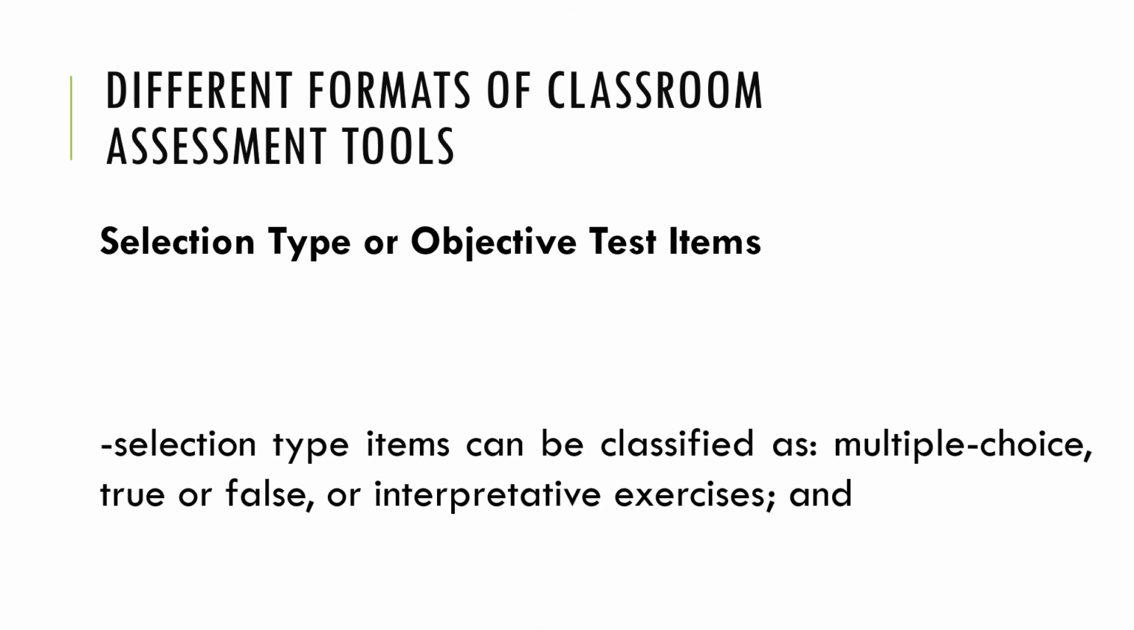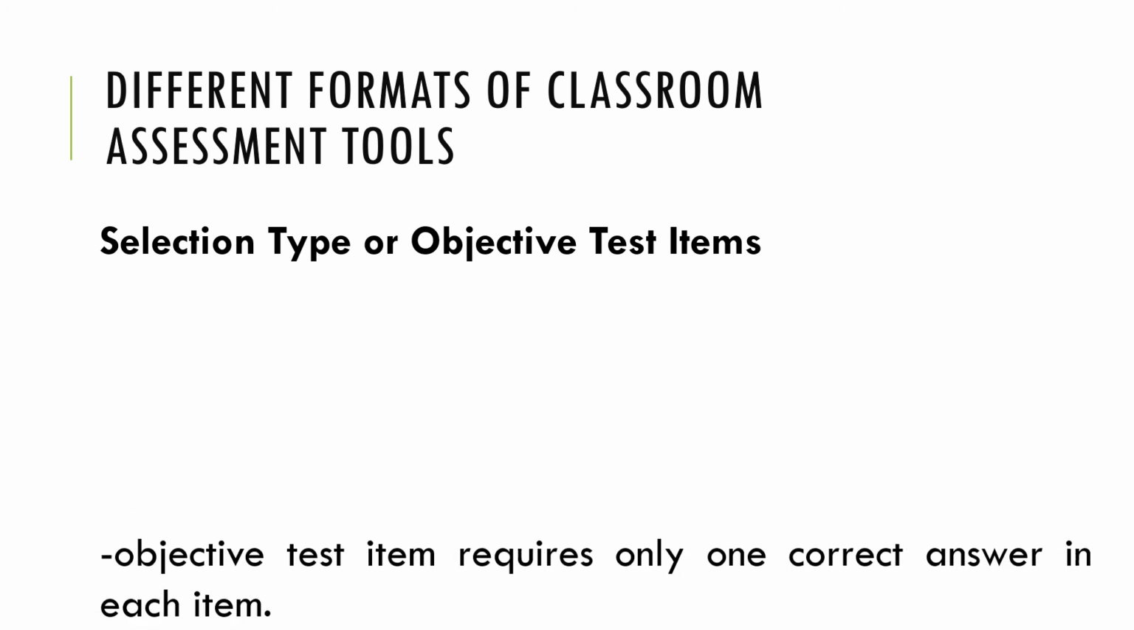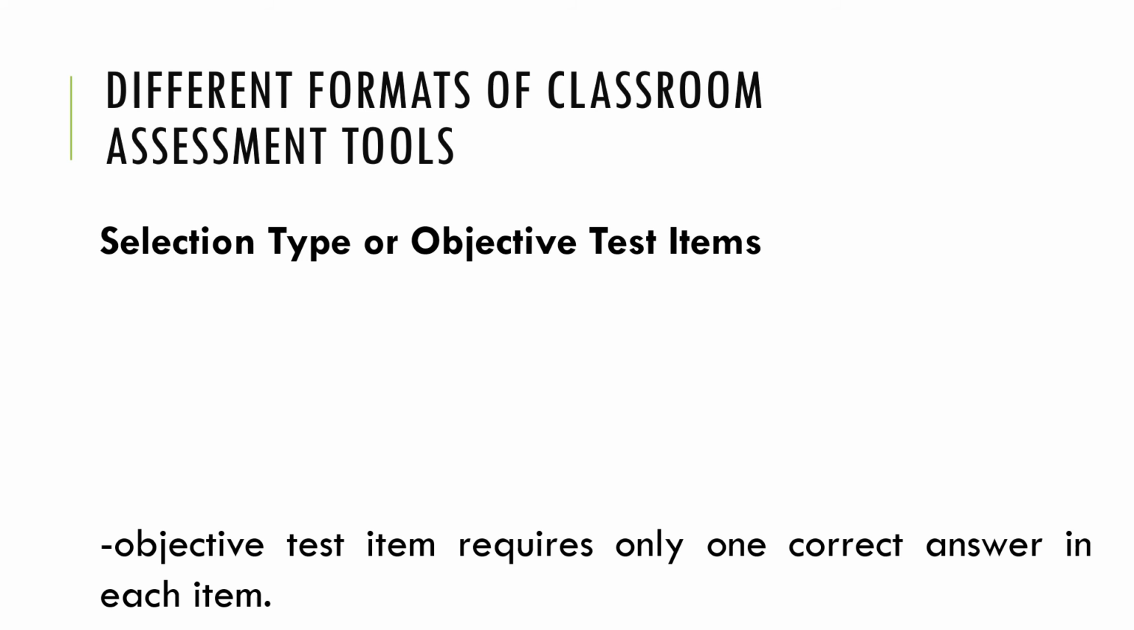Selection type items can be classified. Example for this, multiple choice. If you would notice, meron tayong best answer for multiple choice. We have also true or false. The answer should be either true or false, or interpretative exercises. And of course, an objective test item requires only one correct answer in each item, because in the selection type or objective test item, students are to pick correct answers from several options. So that is the main feature of your selection type or objective test items.